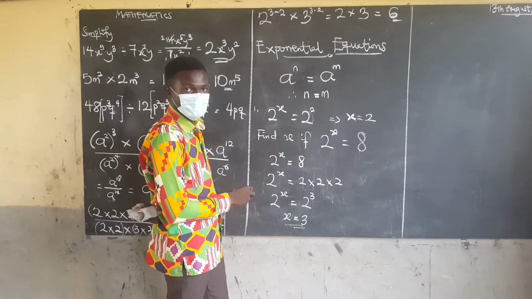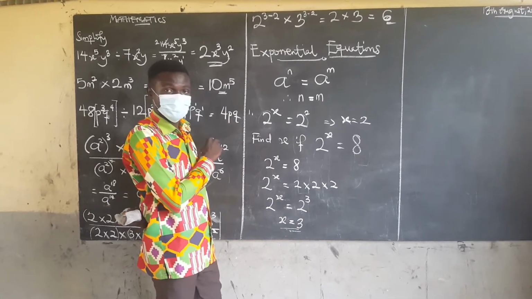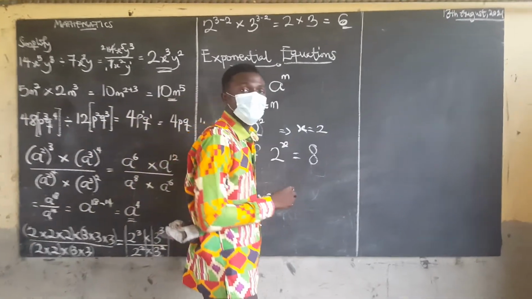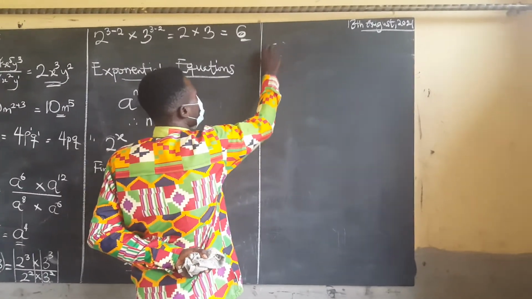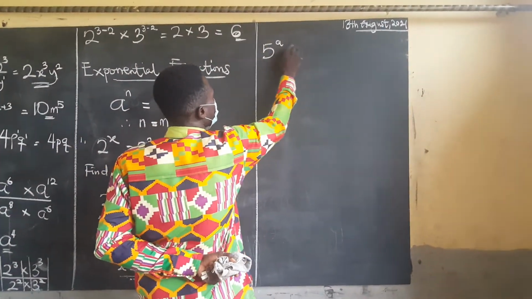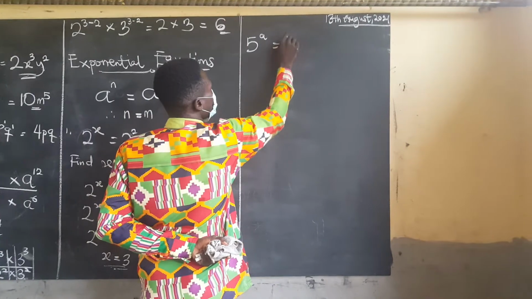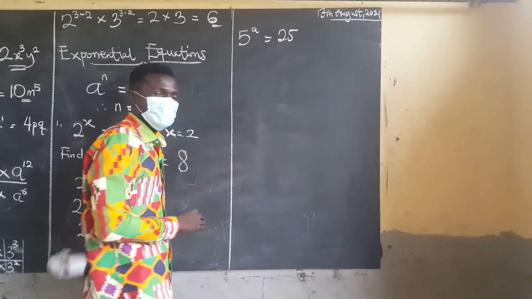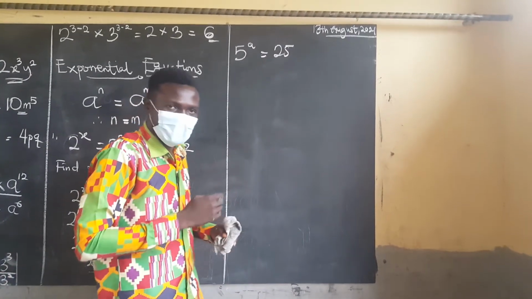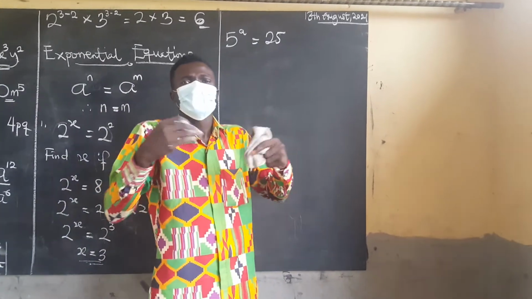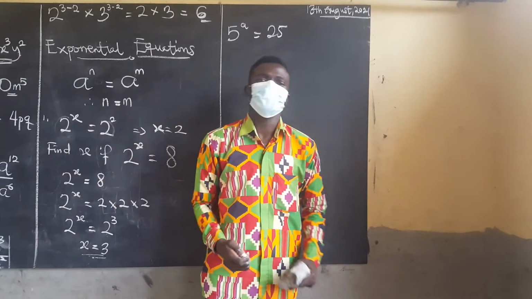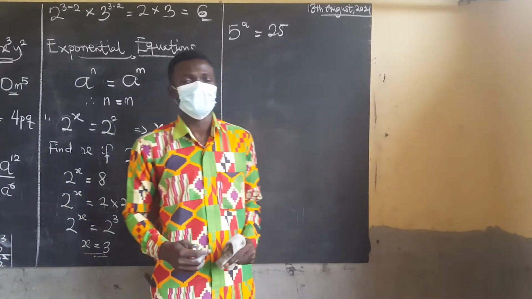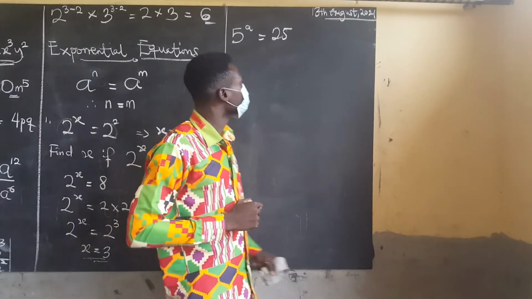Good. Let's take another example. Let's say we have 5 raised to the power a is equal to 25. Let's take the easy ones. And as we master the easy ones, the rest will be also easier for us. Bear in mind that this is easy mathematics. We make it easy for you.